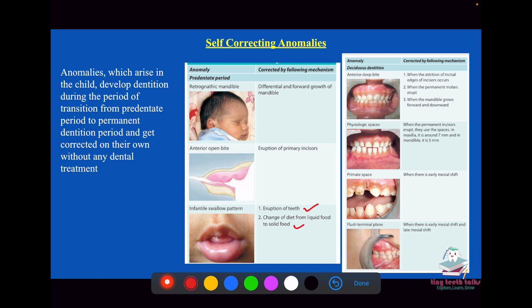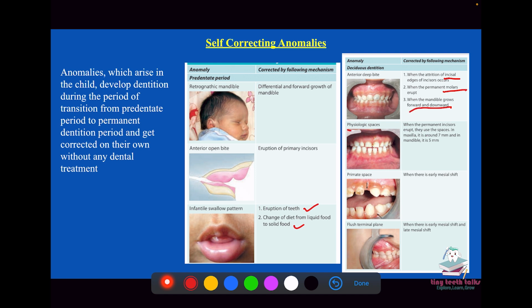Now during the deciduous dentition period, there is an anterior open bite, which is due to the mandible position being initially more posterior, leading to increased vertical overlap, plus primary incisors erupt before molars, and there is absence of fully erupted primary molars. This is corrected when the adhesion of the incisal edges of the incisors occurs, when the permanent molars erupt, and when the mandible grows forward and downward.